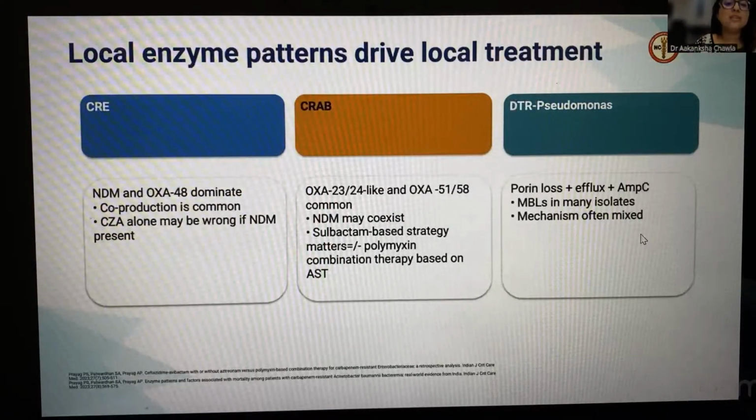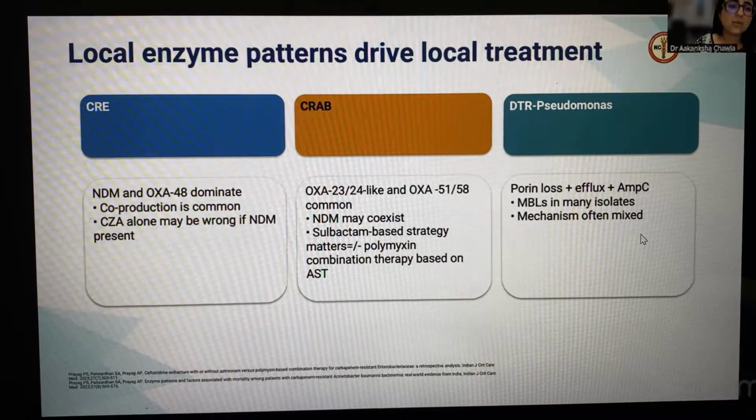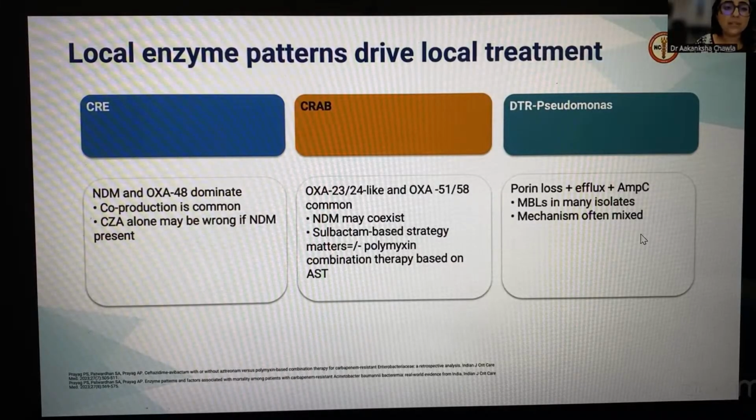So, to summarize, how do these local enzymes drive the pattern and the treatment choice? For CRE, we know that NDM and OXA-48 dominate, and co-production is common. So ceftazidime-avibactam alone would be an inappropriate therapy, because you're not covering for it if the NDM is positive. Similarly, in cases of CRAB infections, OXA-23, 24, 51, 58 are common, and NDM can coexist.